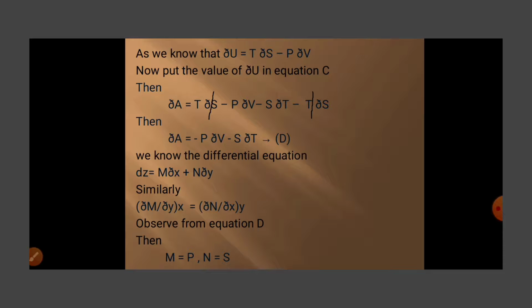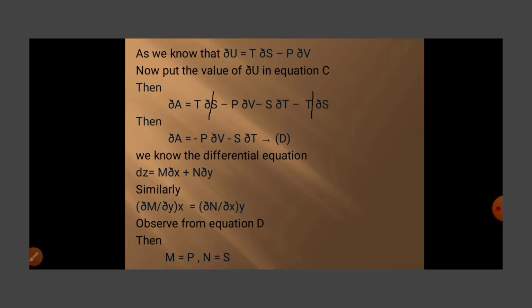As we know that dU equal to T dS minus P dV from the previous Maxwell relation, so now we just put the dU value in equation C. After putting the dU value in equation C, we have the equation dA equal to T dS minus P dV, that is the value of dU, and the remaining value will be the same, minus S dT minus T dS. If we look at T dS minus T dS, that will be cancelled out because these are opposite values. So after that we have equation D, which will be dA equal to minus P dV minus S dT.